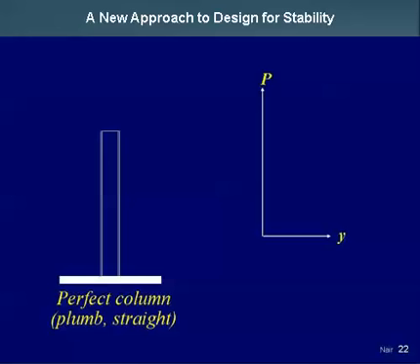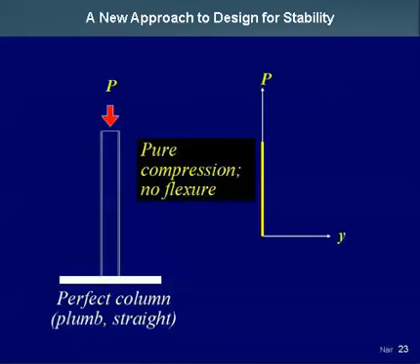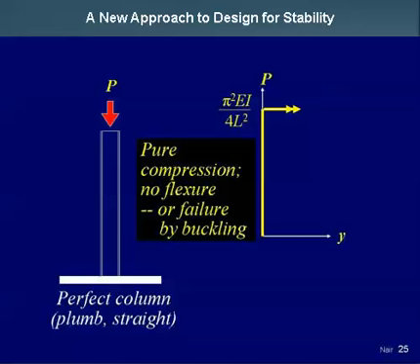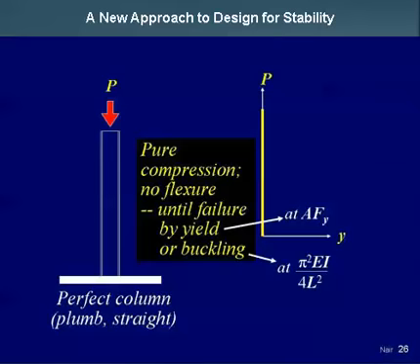Consider, this is now a theoretically perfect column, plumb and straight. And let's apply a vertical load on it. Axial, vertical. You get pure compression, no flexure, and you see what the relationship looks like in that graph on the right. You can keep increasing P until you get failure by yield, which would occur at area times yield stress, or you could get failure by buckling, which happens at pi squared EI over 4L squared. That's a very familiar equation. So this is how a theoretically perfect column would work when you put a vertical load on it. Pure compression, no flexure until failure by yield or buckling.